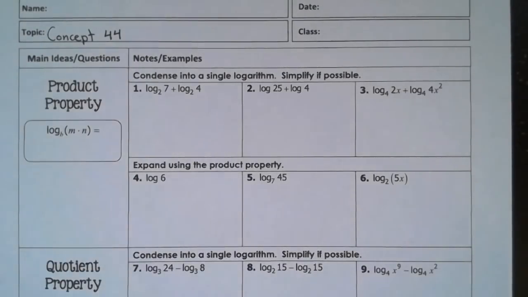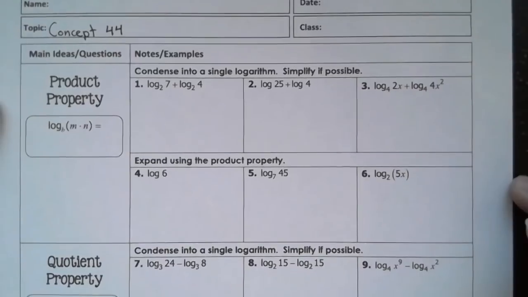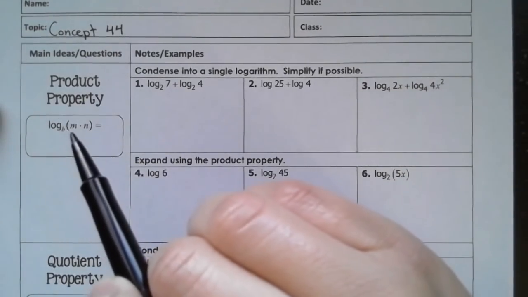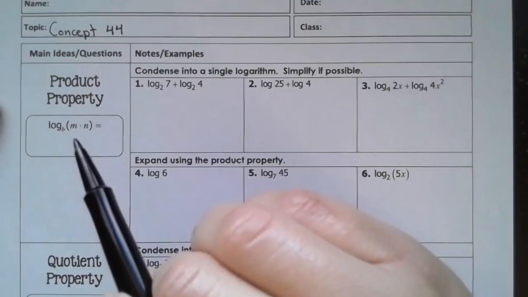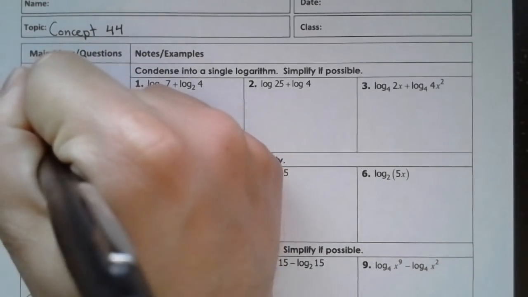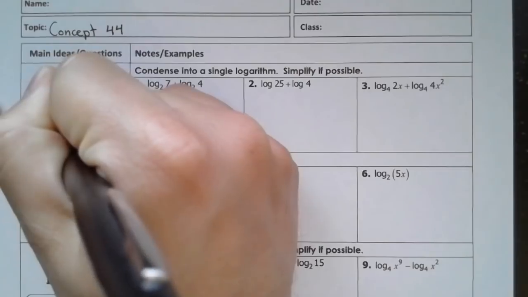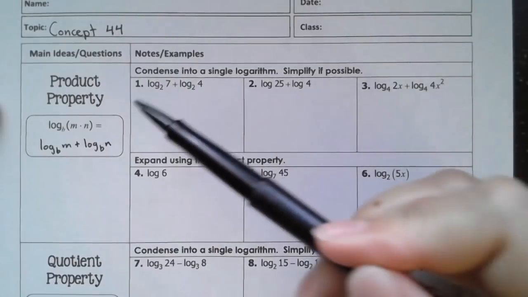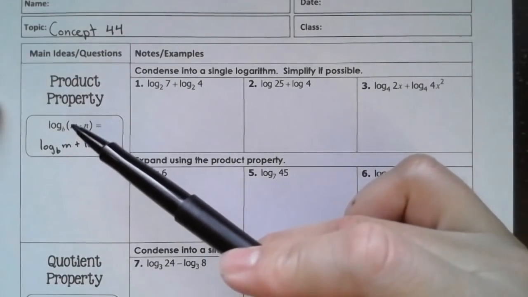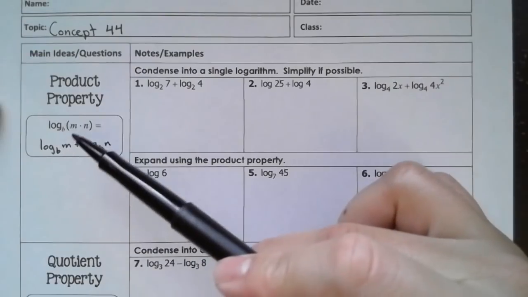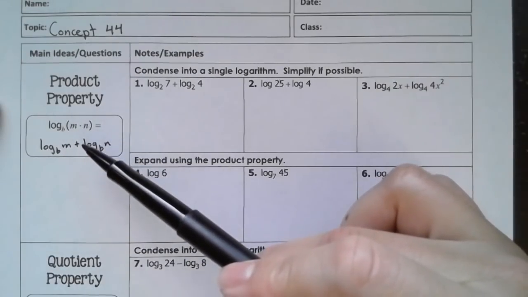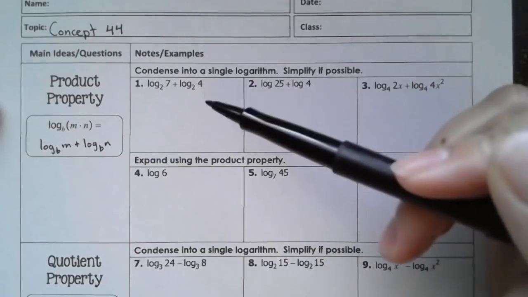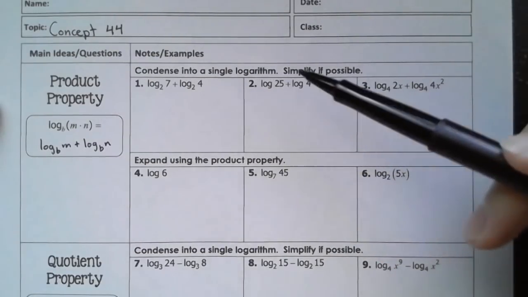This is concept 44. In this one, the main ideas here are the three properties for log expressions. The first one is the product property. When you have the log base b of two numbers that are being multiplied, we can write this as log base b of m plus log base b of n. So whenever you have a log base b of a product of two values, you can go from multiplication to addition. So right here it says condense into a single logarithm, simplify if possible.